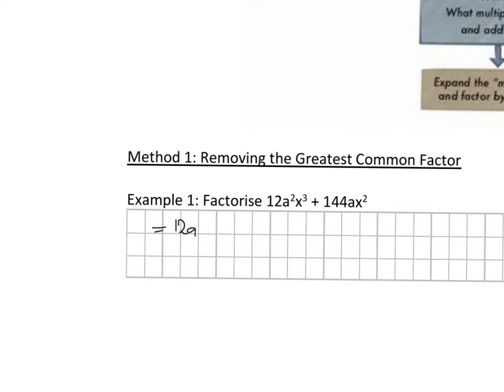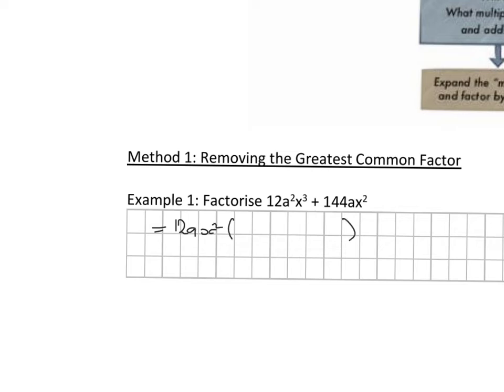Just a. And then x cubed or x squared, again, I can't take out x cubed from the second term because I don't have enough x's multiplied together in the second term. So the highest amount of x's I can take out is x squared, so I'm going to bring x squared out the front.